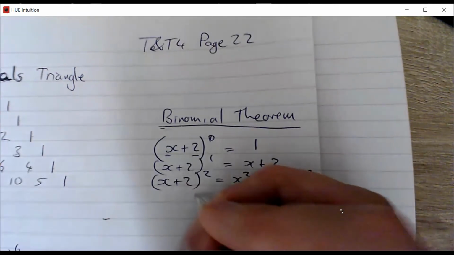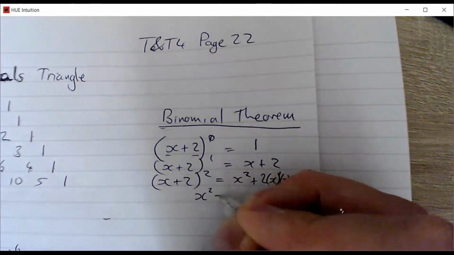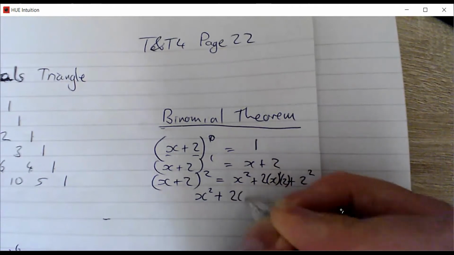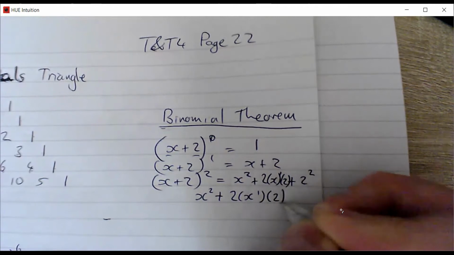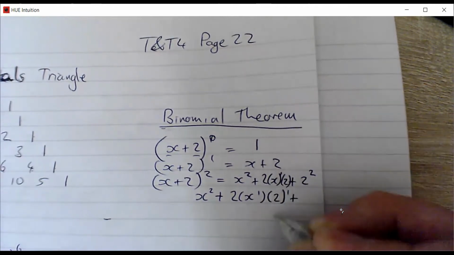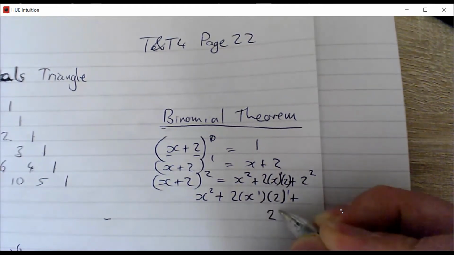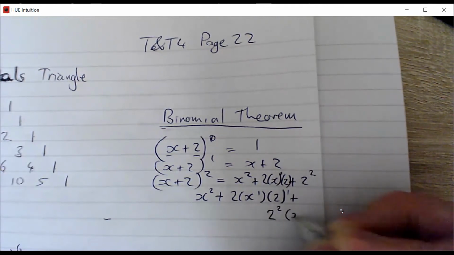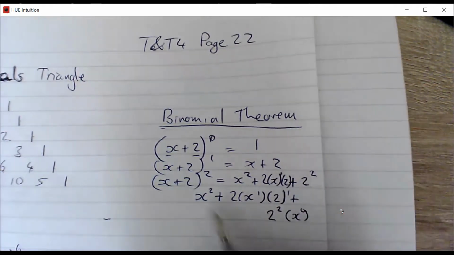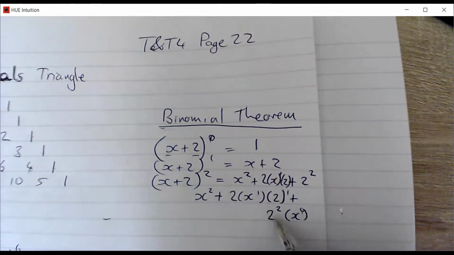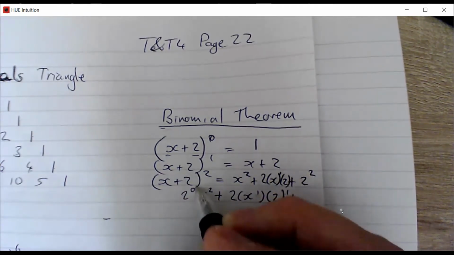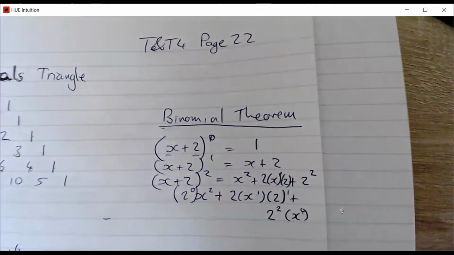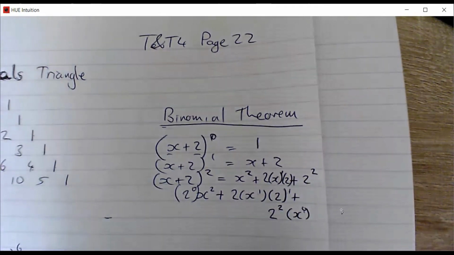Let me write that out a little bit slower. x squared plus 2 times x to the power of 1 times 2 to the power of 1, plus 2 squared times x to the power of 0. So look, it goes x to the power of 2, 1, 0. And it goes 2 to the power of 2, 1, and you can think of a 2 to the power of 0 over here. Anything to the power of 0 is 1.